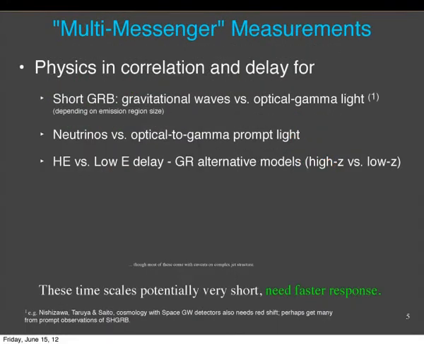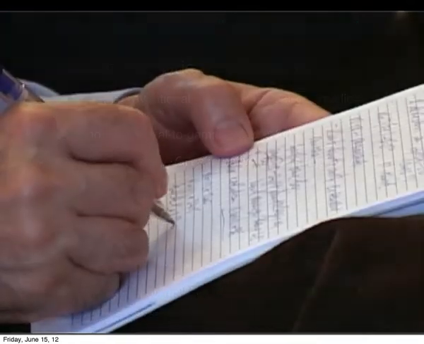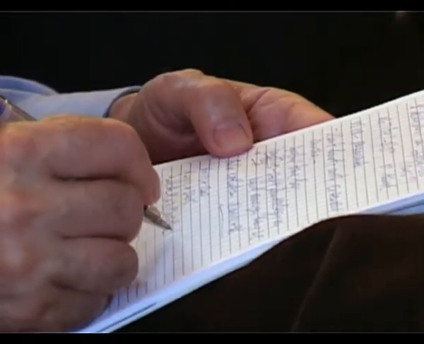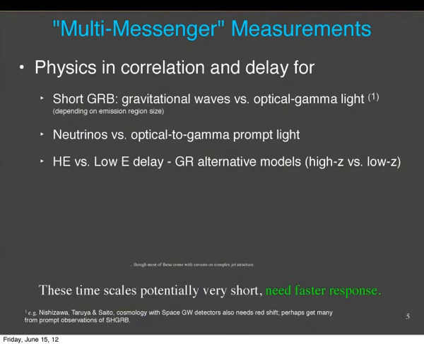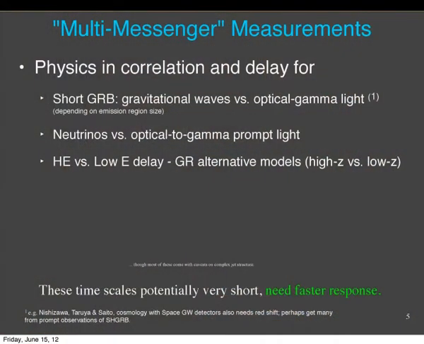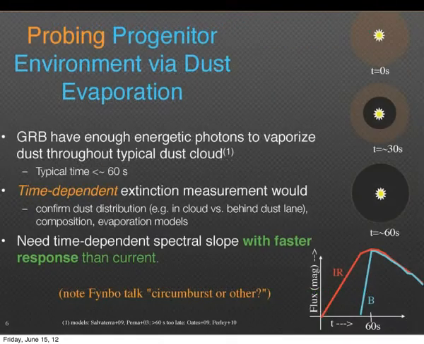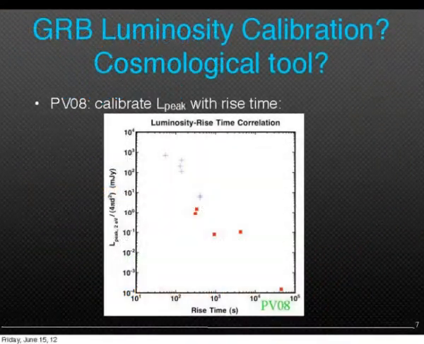I think I briefly mentioned this in the previous talk. You can think of doing multi-messenger measurements, what they call this. Look at the correlation decay. Now you have the gamma ray bursts, and now you have gamma, X-ray and optical, and then you might even have gravitational waves and neutrinos for the same event. That would be really cool. You can look at GR alternative models by looking at this enormous spread in energy from an eV to MeV, and have a great lever arm there in energy. And these timescales can be potentially very short, and you need a faster response than you have already. I think you've seen this. I'm going to skip over this.